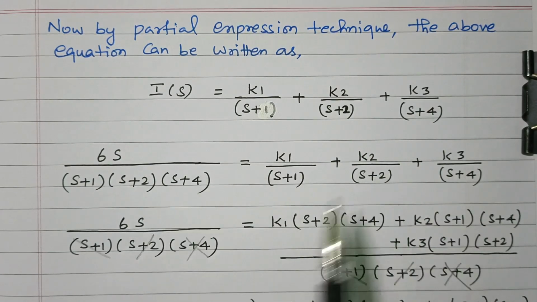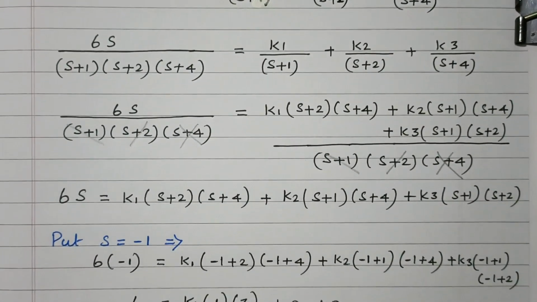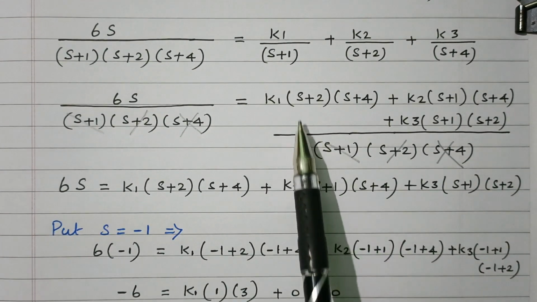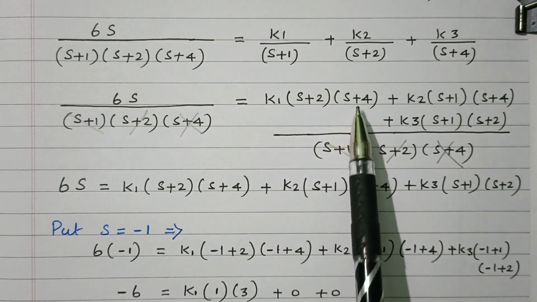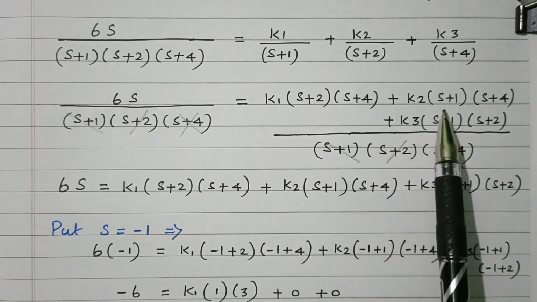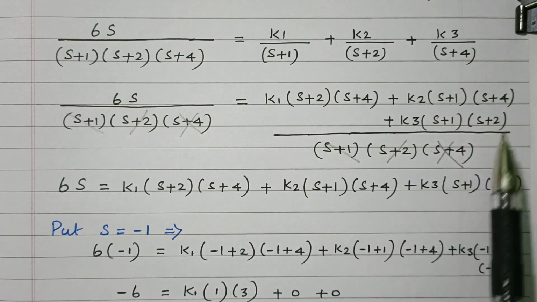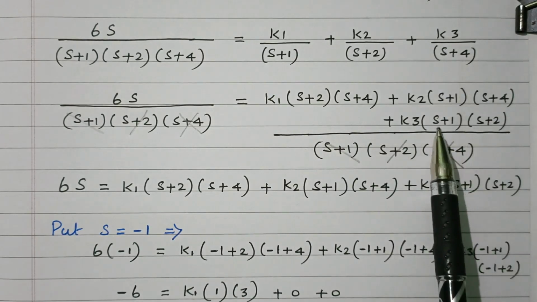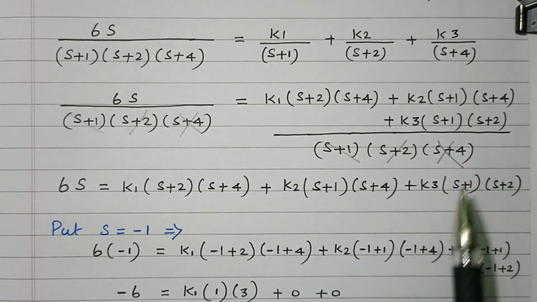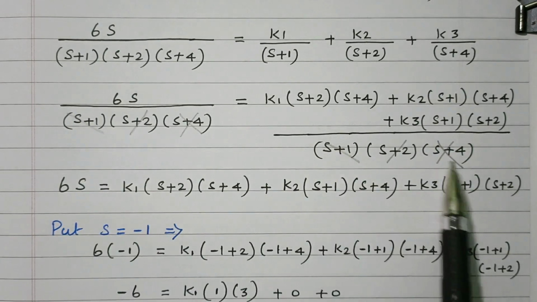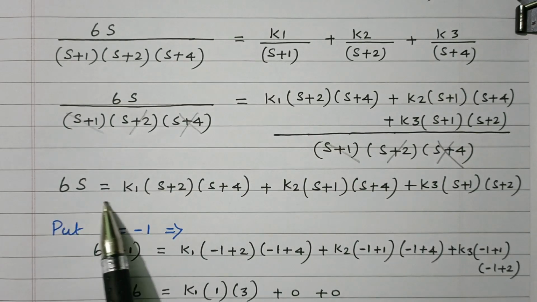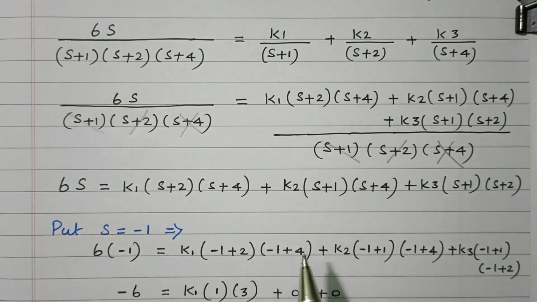So both are the same. Now we'll take these three terms' common LCM for further simplification. Here s plus 1 is available, so it is multiplied by s plus 2 and s plus 4. Here s plus 2 is available, so multiplied by s plus 1 and s plus 4. Here s plus 4 is available, multiplied by s plus 1 and s plus 2. Now these three terms are available on both sides, so they get cancelled. So finally we got the expression 6s equal to, right.